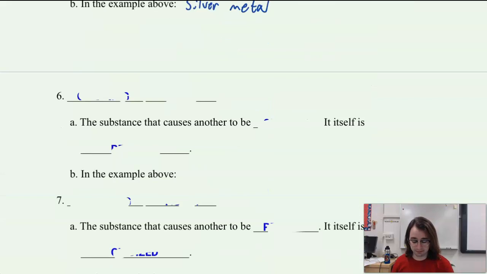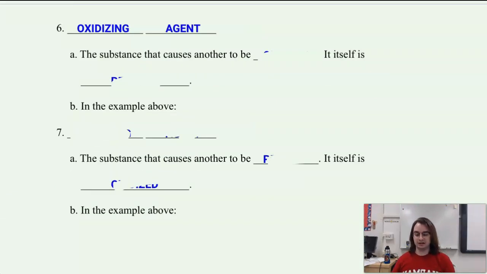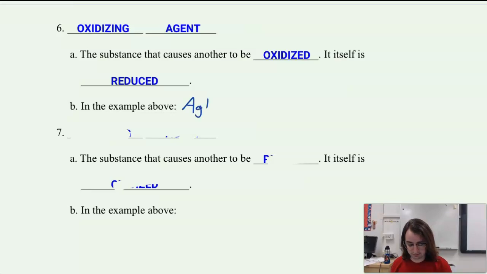Let's talk a little bit about what are called the agents, right? So we have something called the oxidizing agent. The oxidizing agent is the substance that is responsible for oxidation, but it itself is reduced. Now this can sometimes get a little bit mixed up. So it's the thing that causes oxidation, but it itself is reduced. In the situation above, that would be the silver ions.